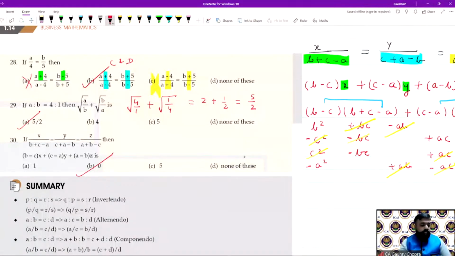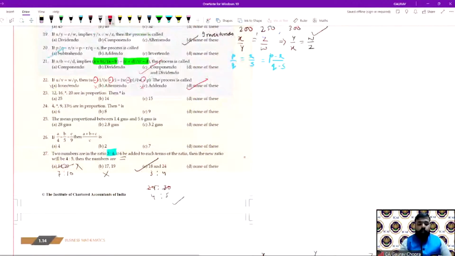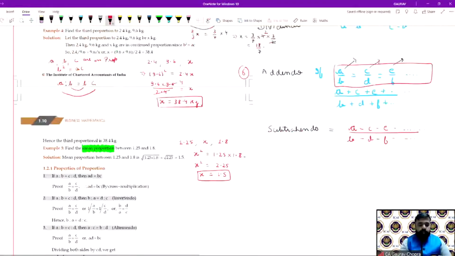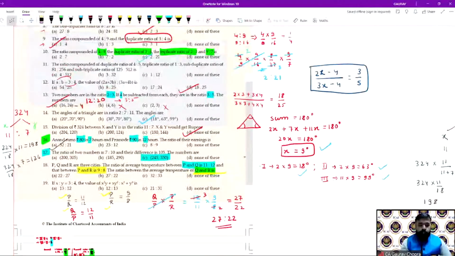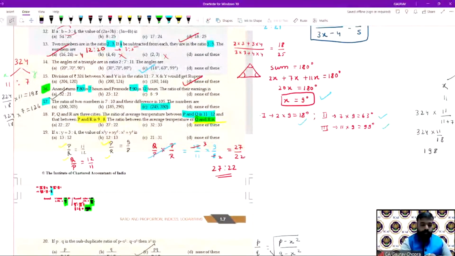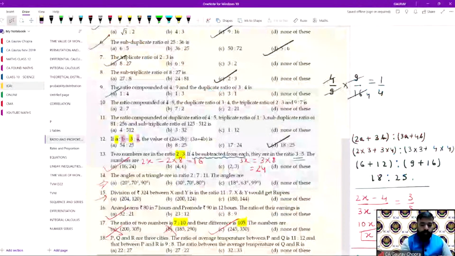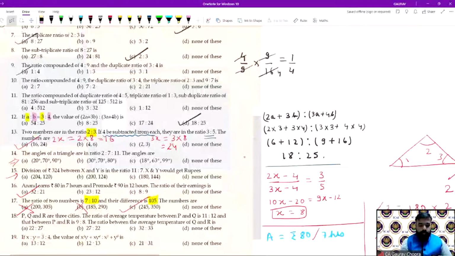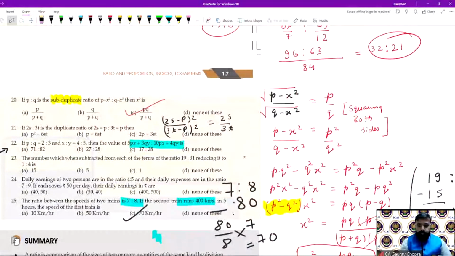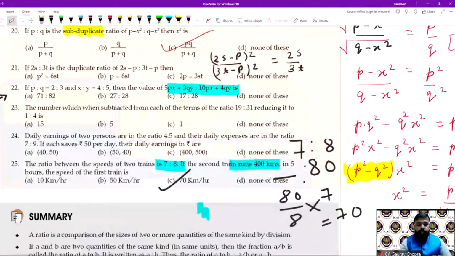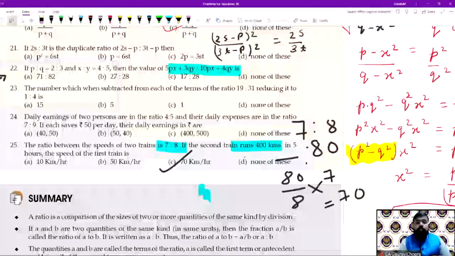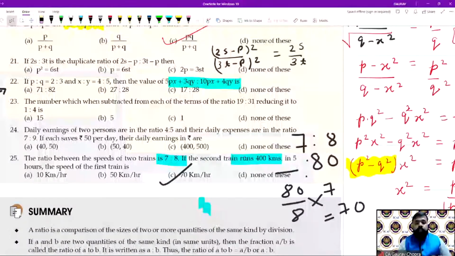Now, there was one doubt from exercise 1A, question number 21. Let us take that from the previous exercise. Yes. So, in question number 21, what is the requirement? It says if 2s ratio 3t is the duplicate ratio of 2s minus p ratio 3t minus p, then we have to find the correct result.